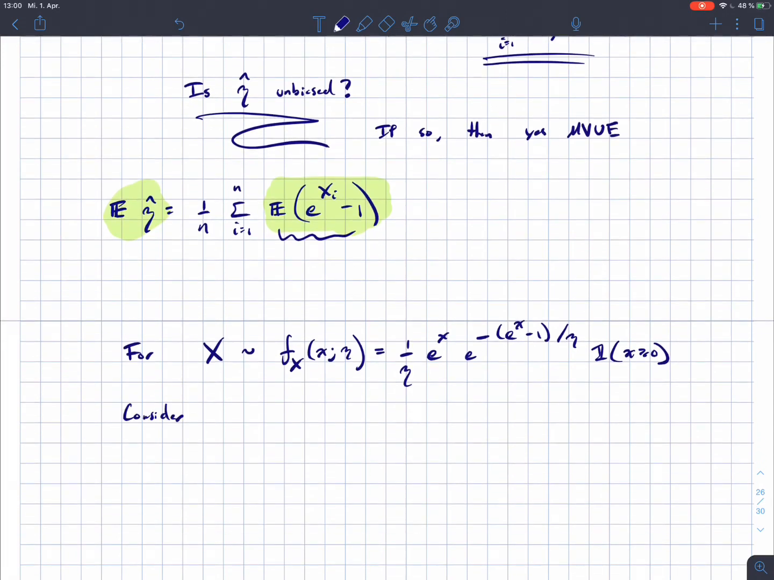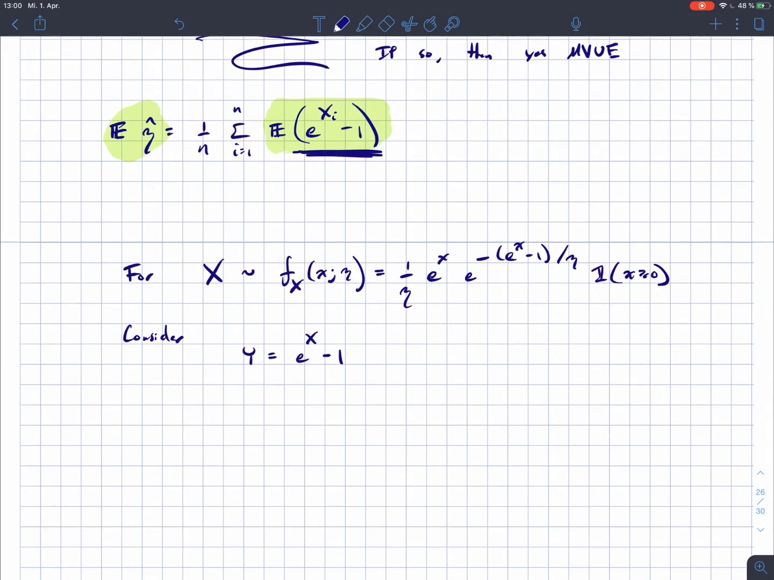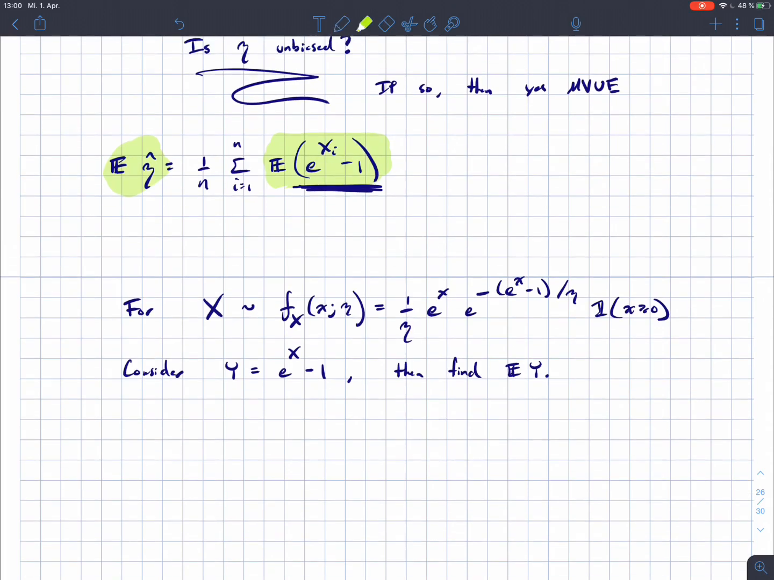Let's consider the function y equals e to the x minus 1. Let's try to get the expectation of this e to the xi minus 1 by considering a new random variable, which is like e to the x minus 1. And then once we have found the density of this y, then we can find the expected value of y, as a way of getting this expected value here.